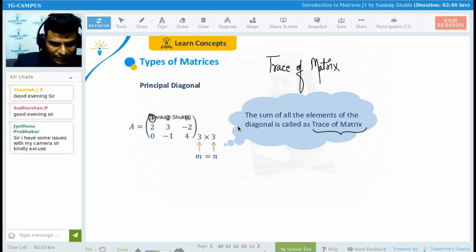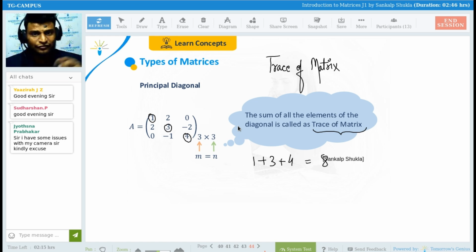So now we have 1 with us, 3 with us, 4 with us. So 1 plus 3 plus 4 will be 8. So the trace of the matrix is 8. Okay. So how do we represent this?